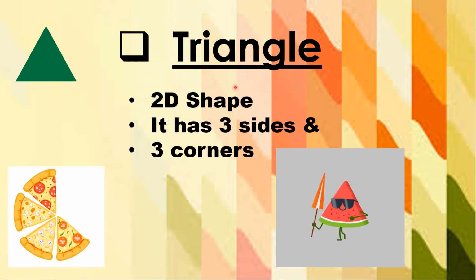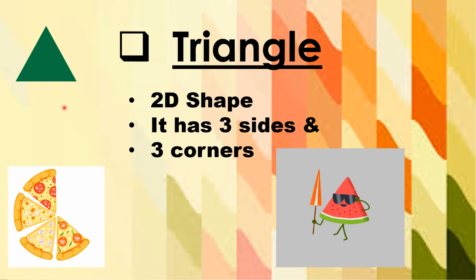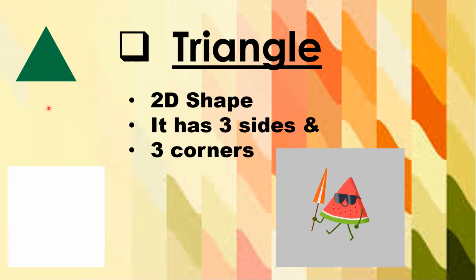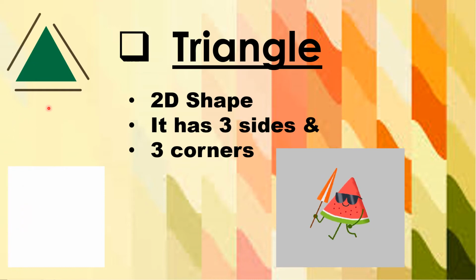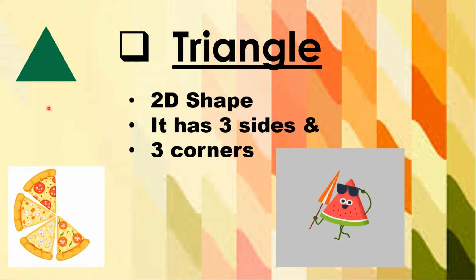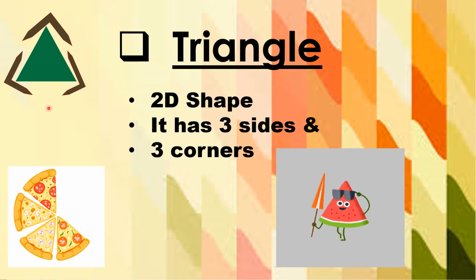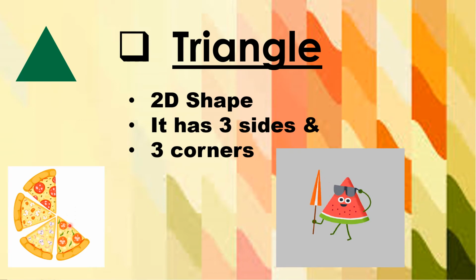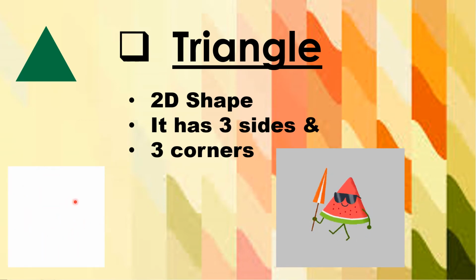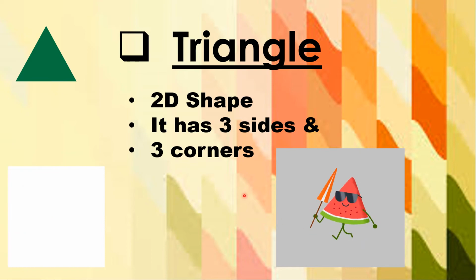Next shape is triangle. It is a 2D shape. It has 3 sides and 3 corners. Count with me the number of sides: 1 side, 2 and 3. It has 3 corners. Corner 1, 2 and 3. And here we have some examples. Yes, you can see a slice of pizza. Here we have a slice of watermelon.